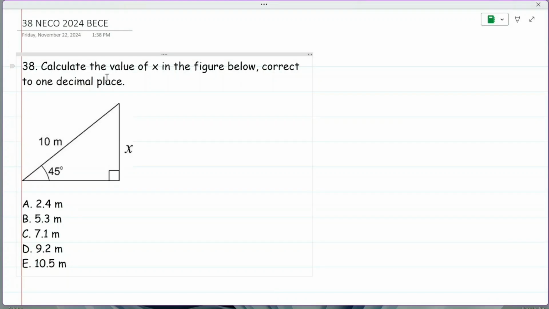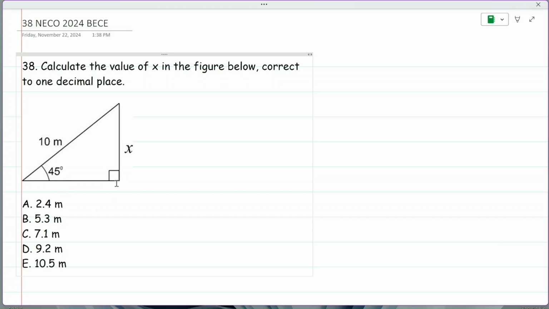Question 38. Calculate the value of x in the figure below, correct to one decimal place. We're approximating, or rounding off, to one decimal place. This is the diagram. It's a right angle triangle. And when we have a right angle triangle, the first thing that should come to our head is Pythagoras Theorem. And in this case, we have an angle and a side, and we are told to find another side.